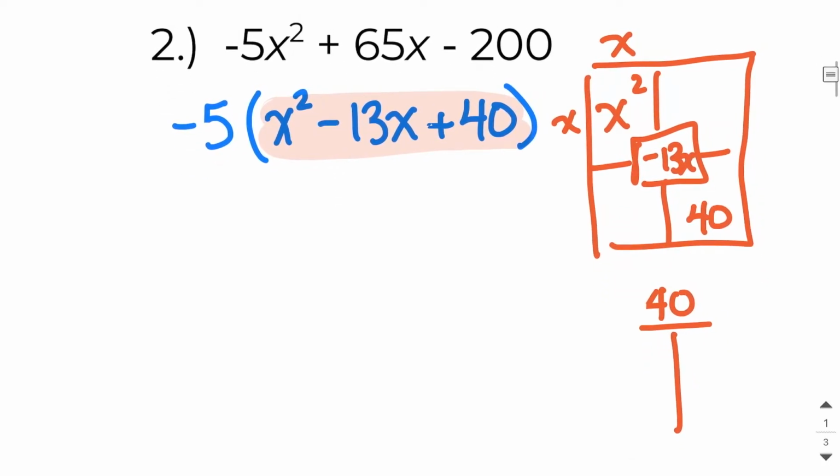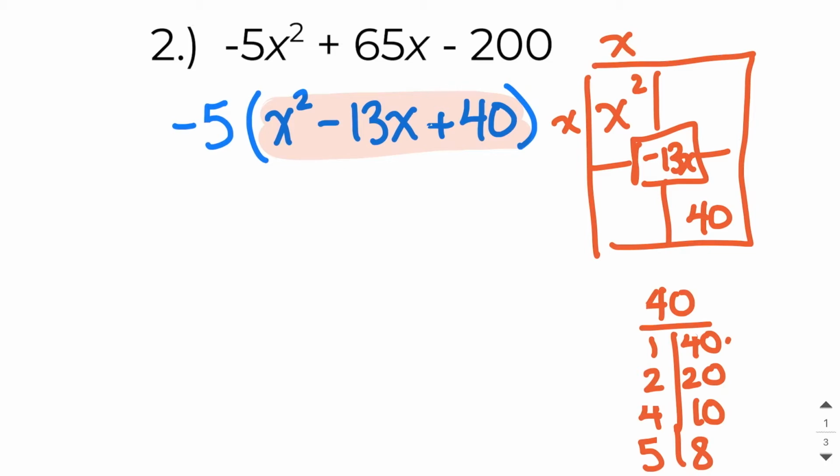Let's make our chart for 40. So I know I can start with 1. 1 and 40 will work. 2 will work because it's an even number, so 2 times 20. I can't divide 40 by 3. I can divide it by 4 and I get 10. I can divide it by 5 and I get 8. I cannot divide it by 6 or 7. I can divide it by 8, but 8 is already in this chart right here.